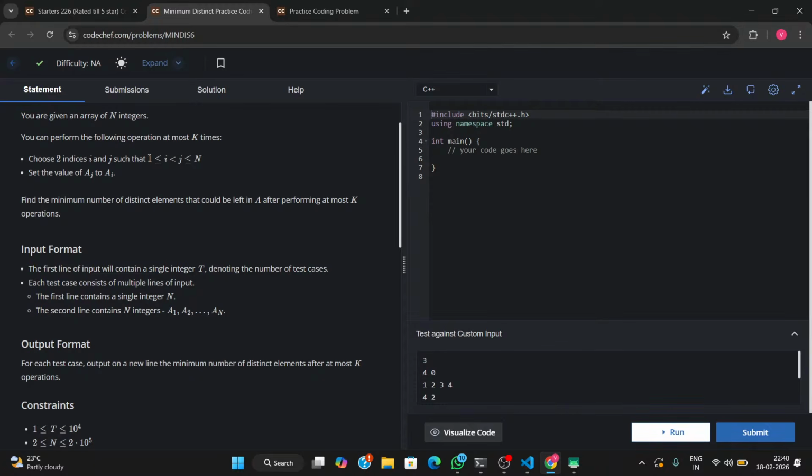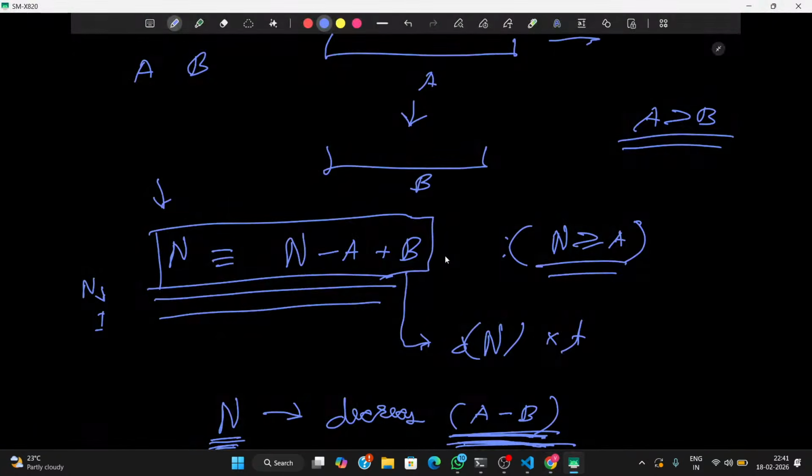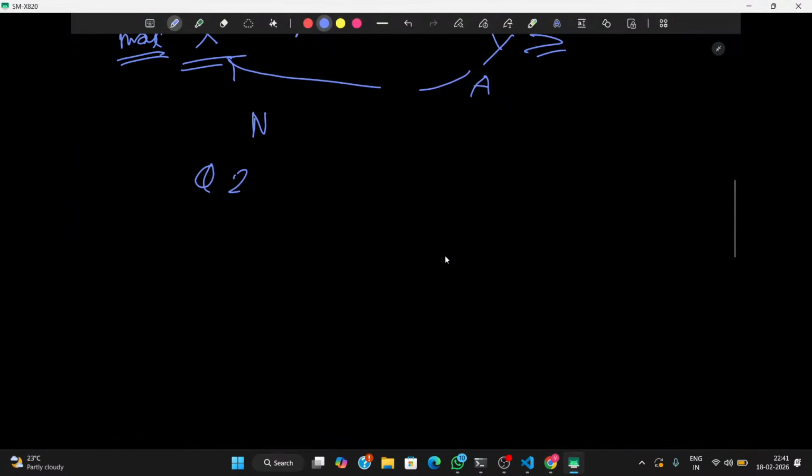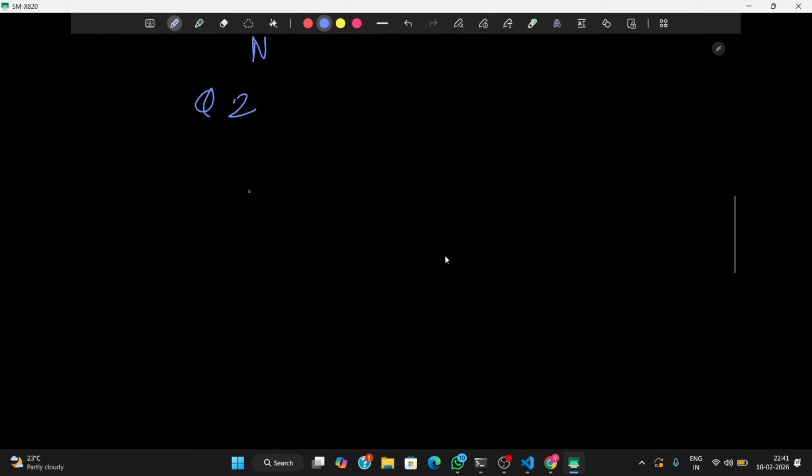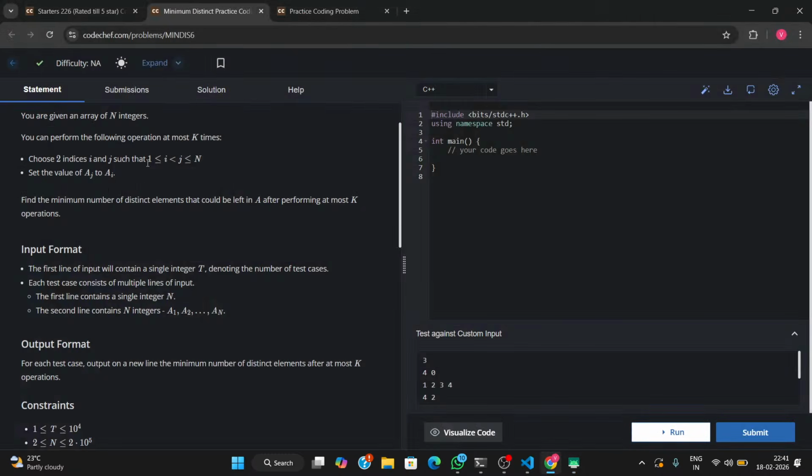Okay, so first of all, let us just ignore this particular required condition. If we just ignore this, what will be our answer? Let's first of all discuss that. So in question two, you are given an array A of length n, and ignoring this condition, we just take an i and a j, and we have to set aj equal to ai, right?